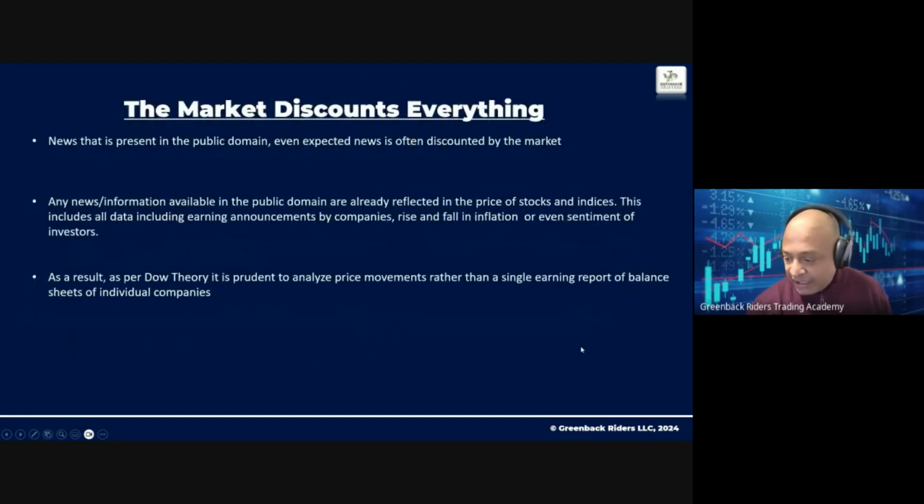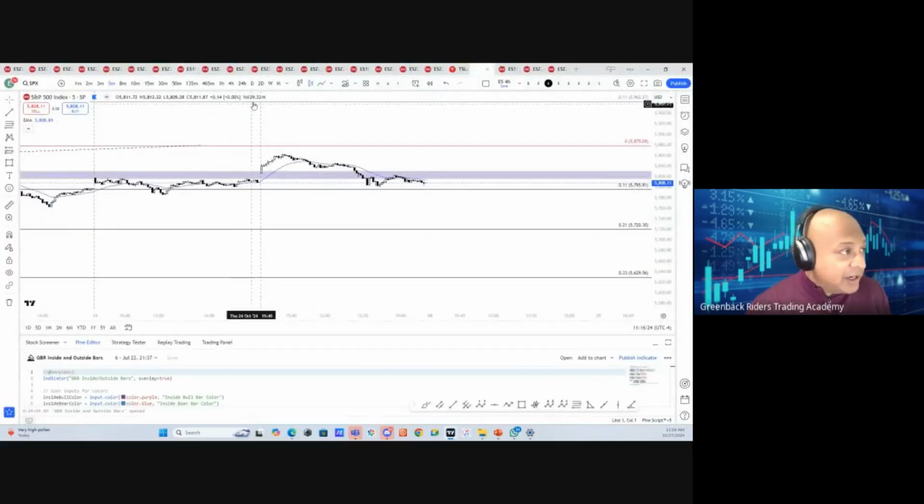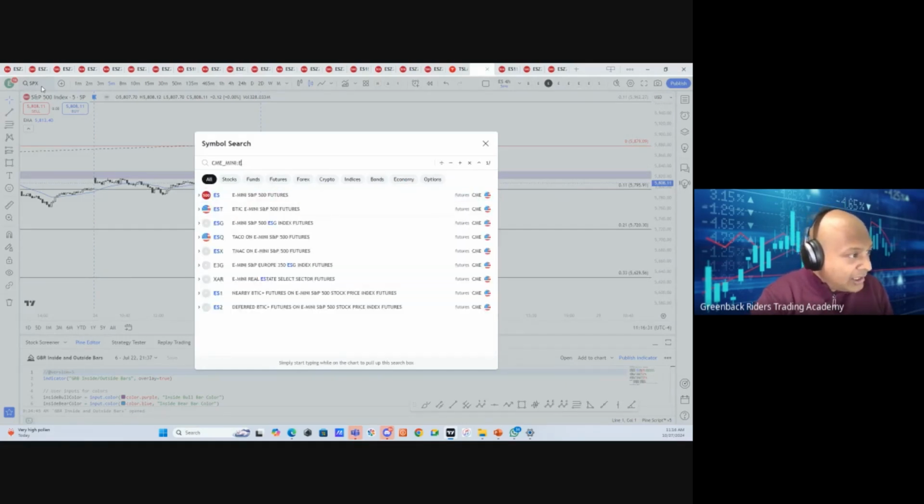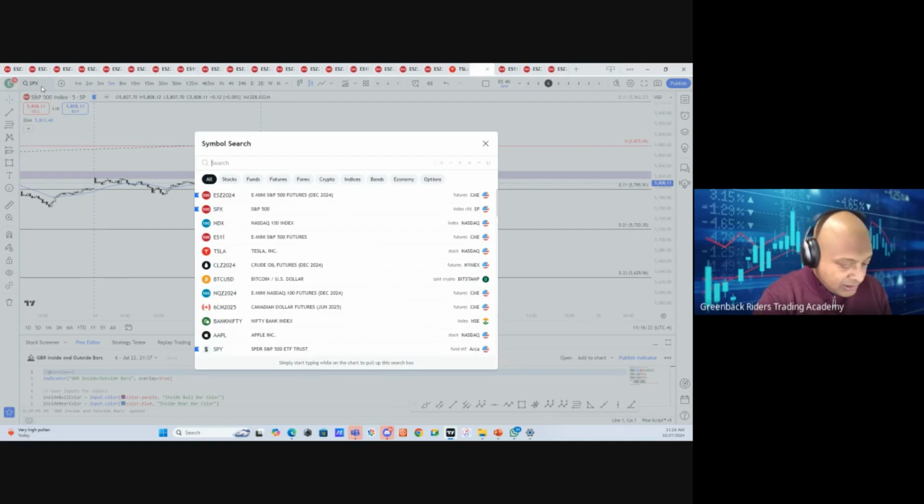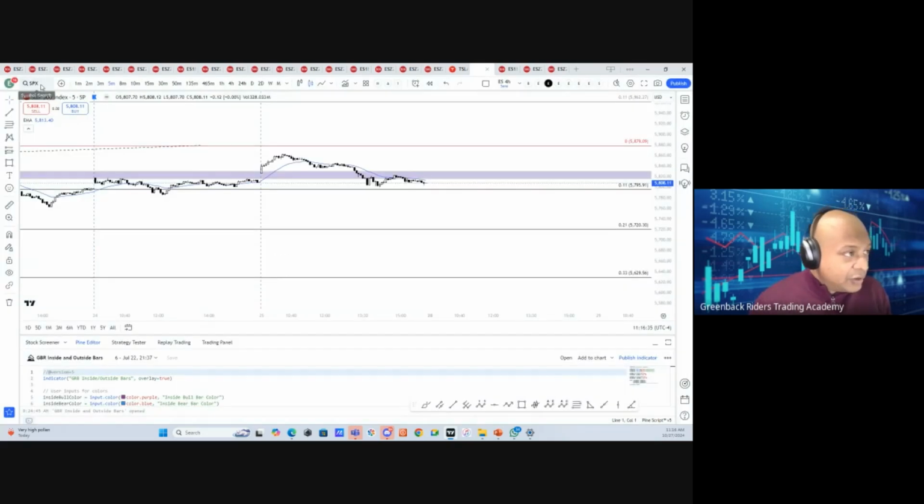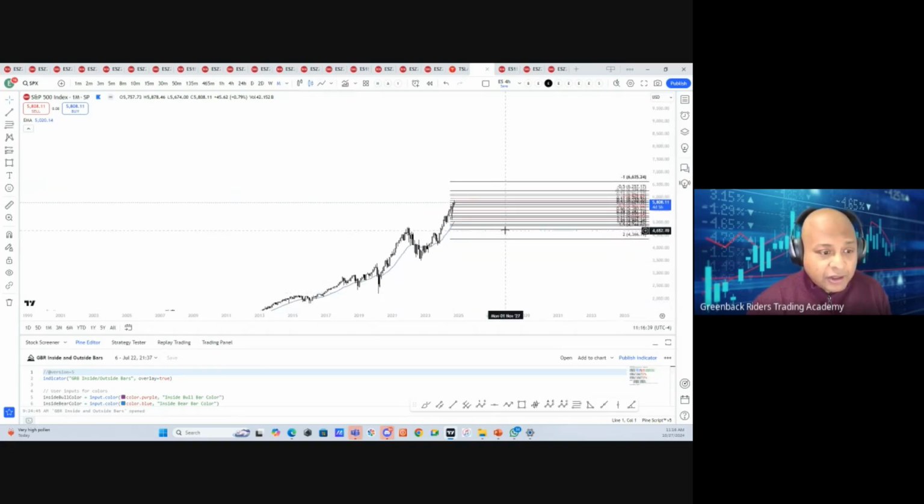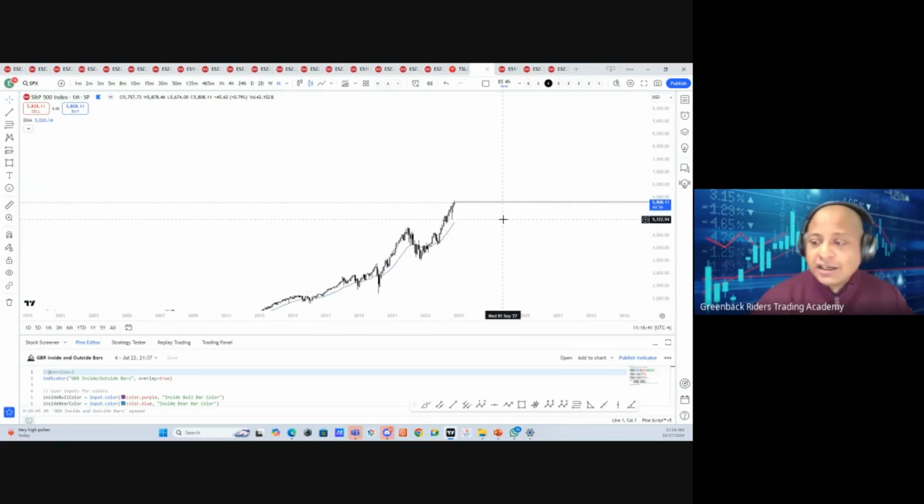Before we get into that, let me talk about the example that we were looking at. I will go back to the regular ES1 chart, or let us look at the SPX chart, and we will look at the monthly chart, right? And if you remember, does anyone remember when the lockdown started after COVID?